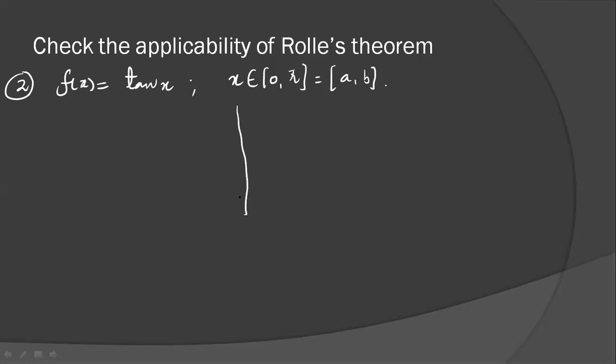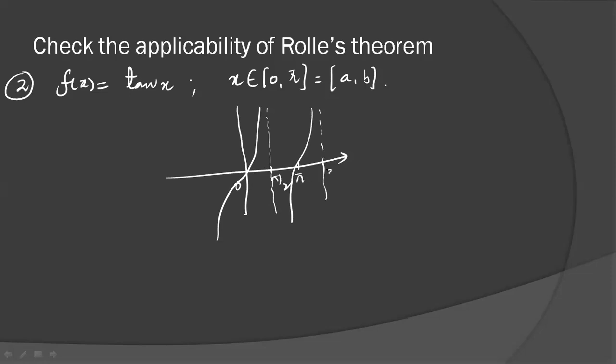Between 0 to pi, if you draw the graph, 0 to pi, and this is your pi by 2. We know that at pi by 2, we have an asymptote. So the graph looks like this. And this is your 3 pi by 2. It means if you see this graph, the function is breaking at pi by 2. What is the meaning?